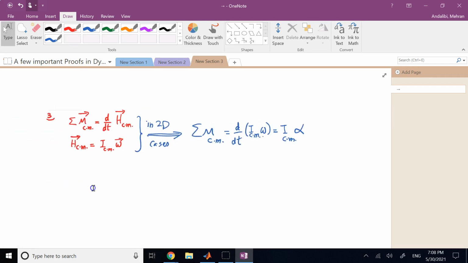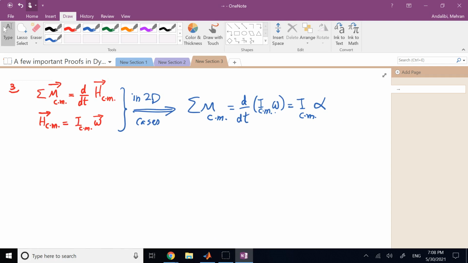Now, sometimes I prefer to use this equation, but instead of using my reference point to be the centroid, I want the reference point to be a point on the rigid body which is not the centroid. Also, it is not a fixed point. If there is any fixed point on the rigid body, you can easily show that this equation can be written about that fixed point as well.